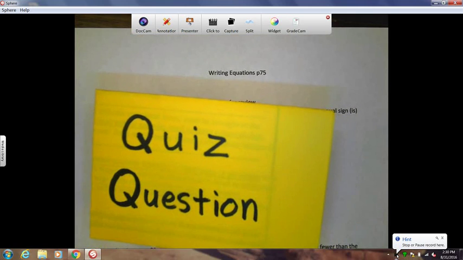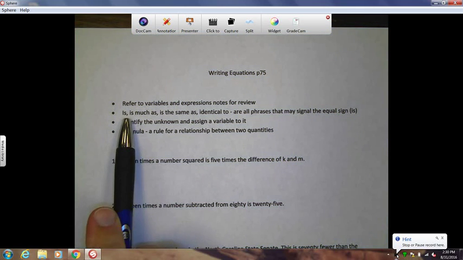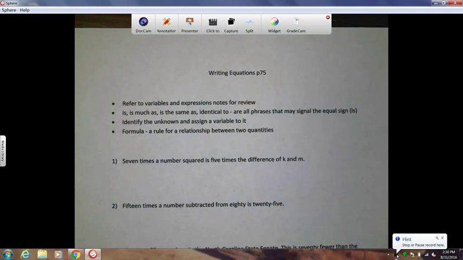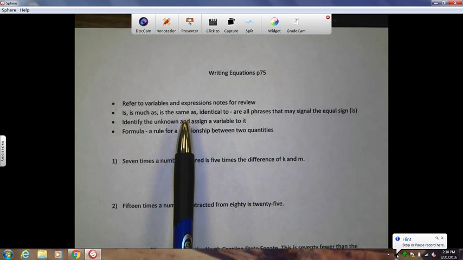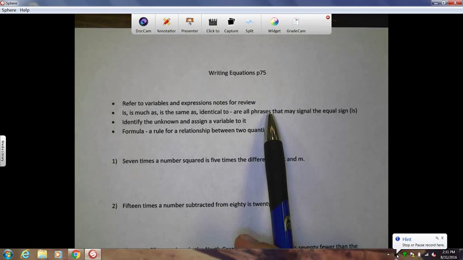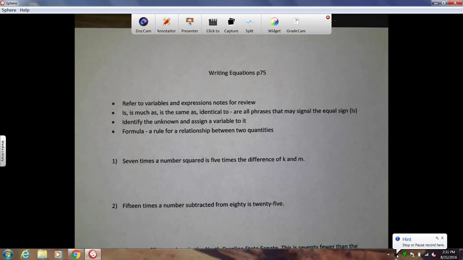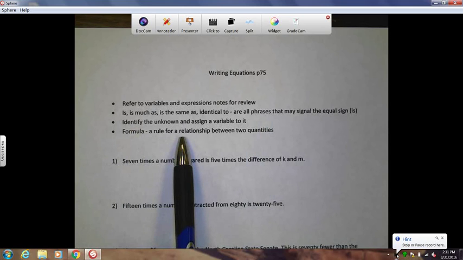Another potential quiz question is going to be your equal sign, and you can see it in so many different ways. Is as much as, is the same as, identical to, or is identical to. All these things usually will signal your equal sign, so look for is. So you're going to find the unknown, assign a variable to it, and remember the formula is a rule for a relationship between two quantities. So let's look at number 1. 7 times the number squared is 5 times the difference of k and m.